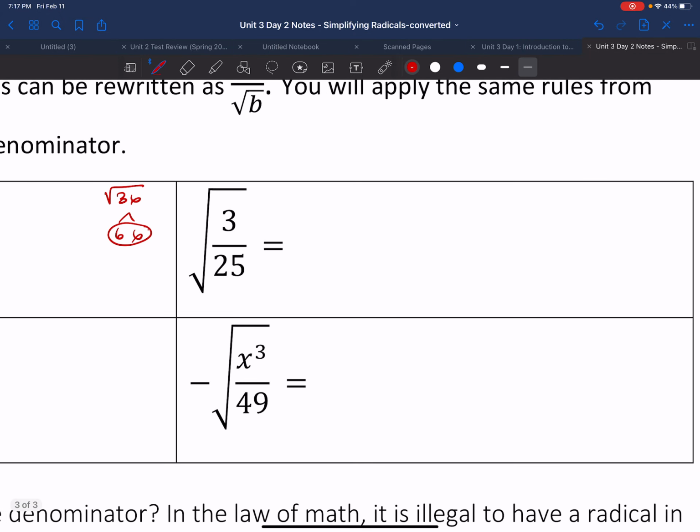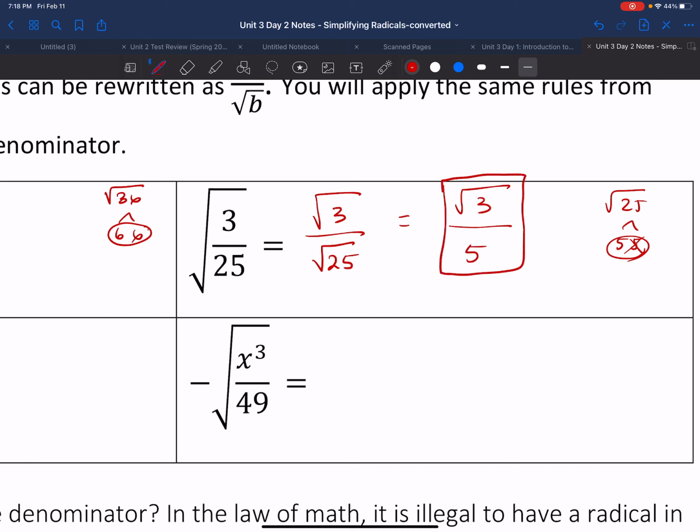This can be rewritten as the square root of 3 divided by the square root of 25. Well, do I know what the square root of 3 is? Is 3 a perfect square? No. So I don't do anything with that. And then we look at the square root of 25. We know that the square root of 25 is what? Two numbers that multiply together to give me 25. Well, 5 and 5. And then one goes outside, the other one gets eliminated. So I'm having the square root of 3 over 5. This is okay. This is my answer.